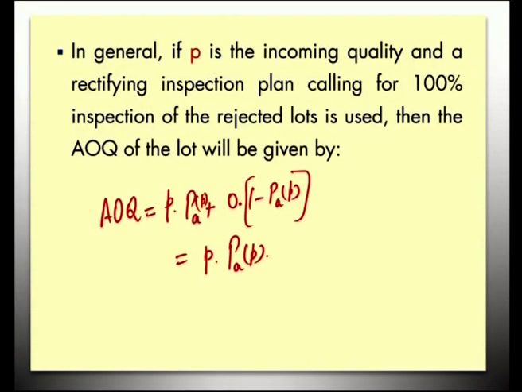In general, if p is the incoming quality and a rectifying inspection plan calling for 100% inspection of the rejected lots is used, then the AOQ, average outgoing quality of the lot, will be given by the formula AOQ is equal to p into Pa of p, where small p is the incoming quality, the proportion defective, and Pa of p is the probability of acceptance, plus 0 times 1 minus Pa of p. This is equal to p into Pa of p.